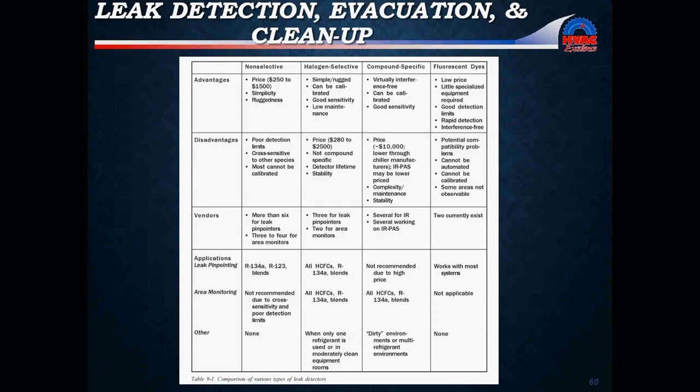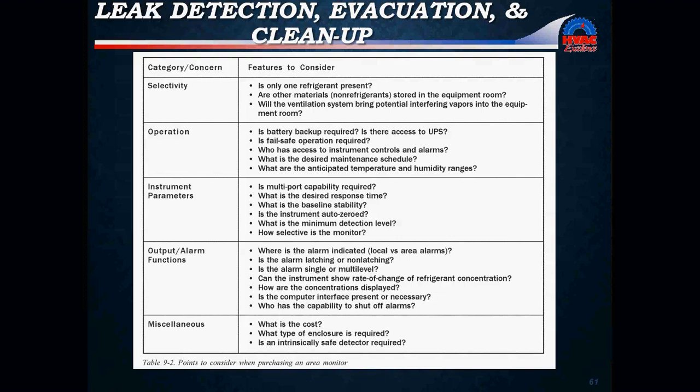When it comes to a lot of things, you have disadvantages and advantages to everything. Non-selective types of detection devices are usually pretty simple. They do have some ruggedness. However, they can be a little bit expensive, such as about $250 to about $1,500. Non-selective ones do have poor detection limits. They can be cross-sensitive to other species. Most cannot be calibrated, and so on and so forth. So it depends on the type of application you're dealing with and what you're trying to achieve.